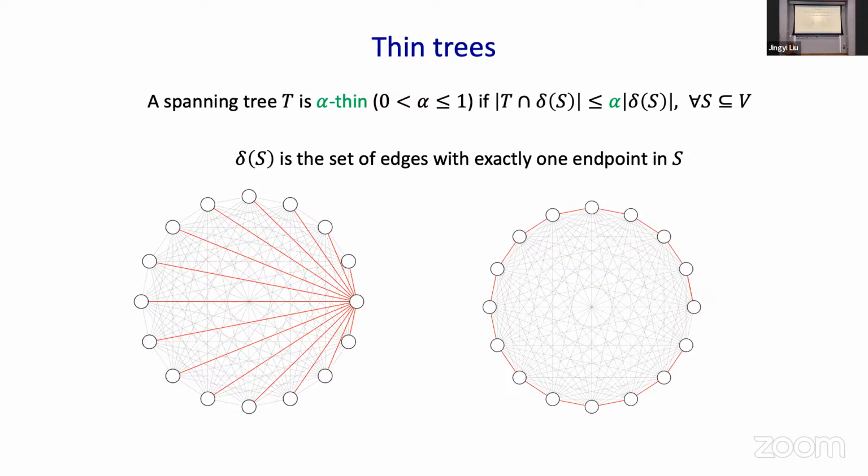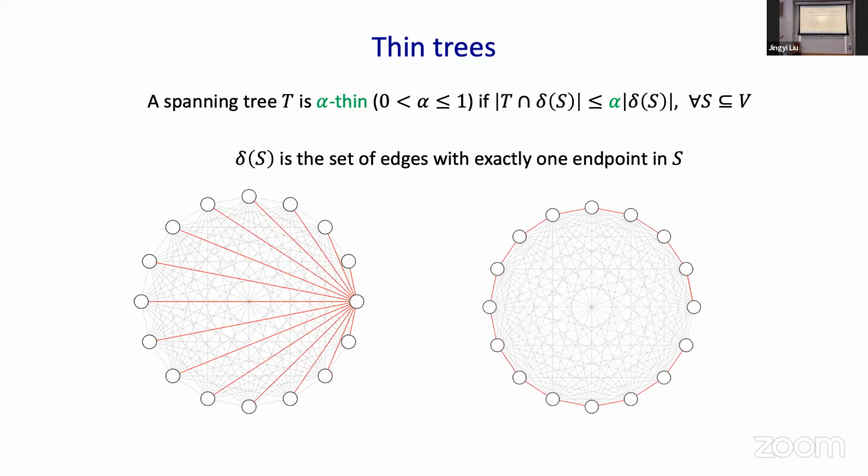If delta of S is the set of edges that have exactly one endpoint in a set S of vertices, we say a spanning tree is alpha thin if on every cut of that graph, the number of edges the tree has in the cut is at most an alpha fraction of the total number of edges in that cut.